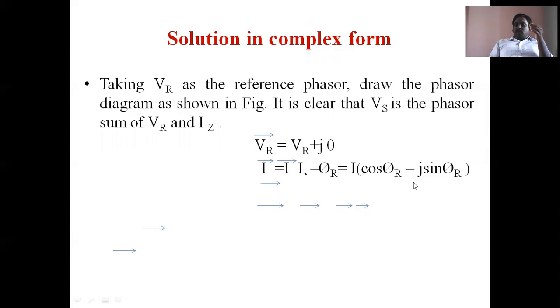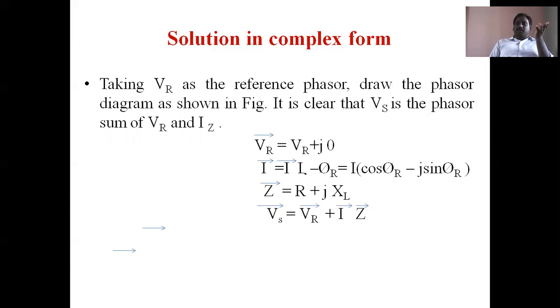That is I cos phi r minus J into sin phi r. So then Z bar is the impedance, also in vector form, R plus jX. Then Vs is nothing but, as usual, Vr bar plus I Z. So that means Vs minus I Z, then I Z can come to the LHS as in the previous discussion. Vs is equal to Vr plus I Z.